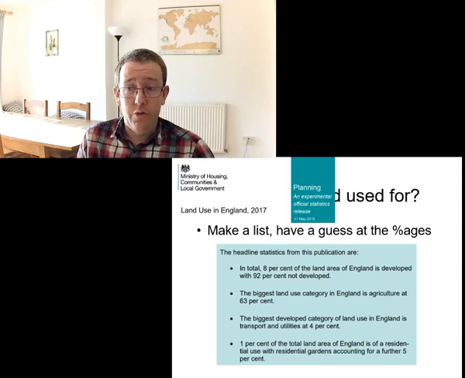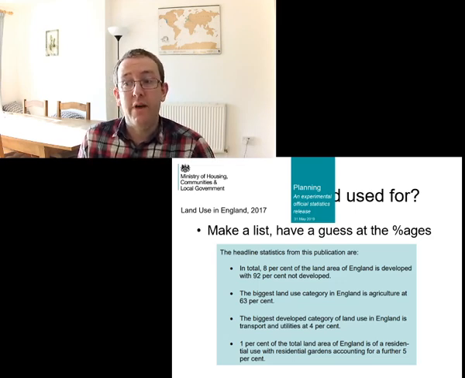Now if you chuck Scotland and Wales into that, that number goes down by quite an amount because they're less built up than parts of England. So 92% not developed. So it's a much lower number than you might have thought. So the biggest use by far in England is agriculture, 63%. So that is a large proportion of our land.